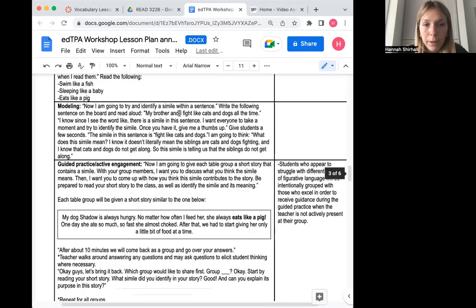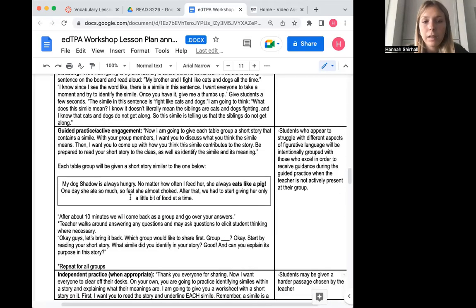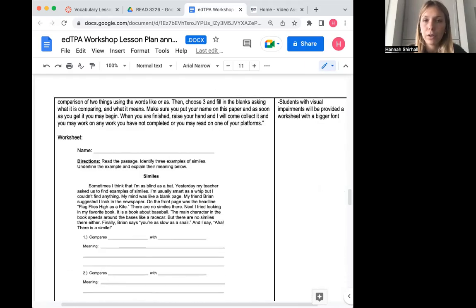And then as far as the guided practice goes, this would be an example of the short story that I would share with the students. So it says, my dog Shadow is always hungry. No matter how often I feed her, she always eats like a pig. One day she ate so much she almost choked. After that, we had to start giving her only a little bit of food at a time. So the students would identify eats like a pig. And then all the short stories are going to have similes that are similar in length to that.